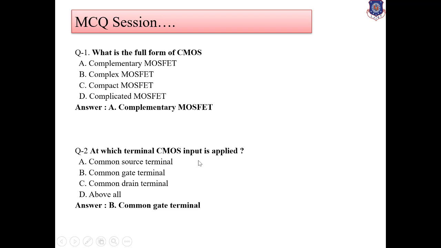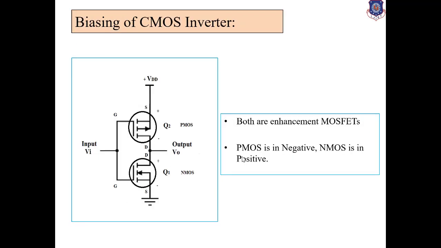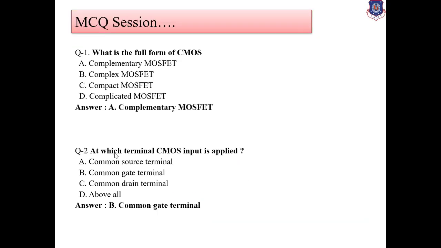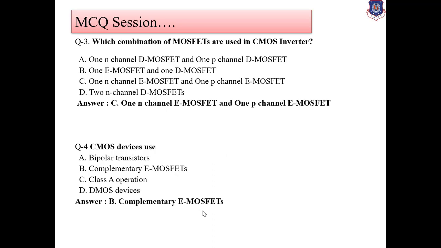Question 2. At which terminal is CMOS input applied? Obviously, the two gate terminals are connected to common. Yes, gate is common and input is applied to the common gate. So the answer is common gate terminal. I am discussing directly the right answer. Question 3. Which combination of MOSFET is used in CMOS inverter? Obviously, NMOS and PMOS: one N-channel MOSFET and one P-channel MOSFET.